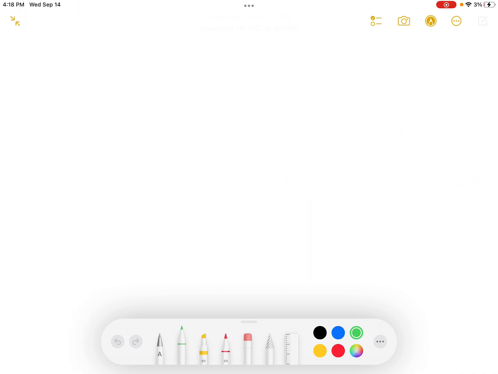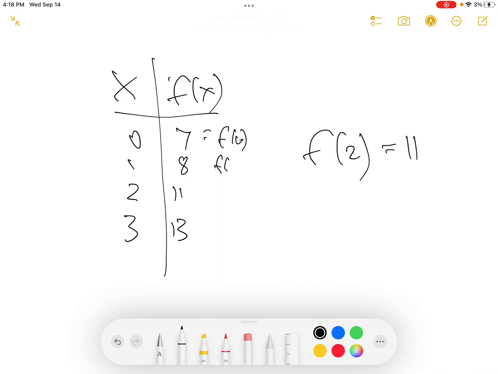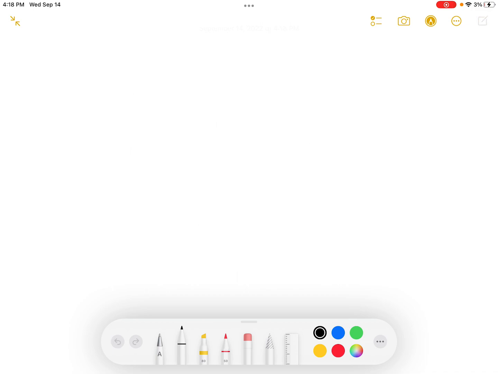Let's do the same kind of question now, but in a table. And we'll call y f of x, but we can use those interchangeably. So what is f of 2? Well, f of 2 is going to be 11. So this is f of 0, this is f of 1, f of 2, f of 3. F of 3 is 13. Okay.